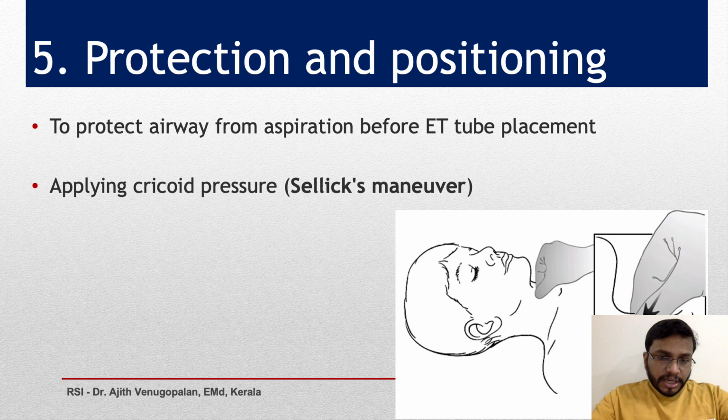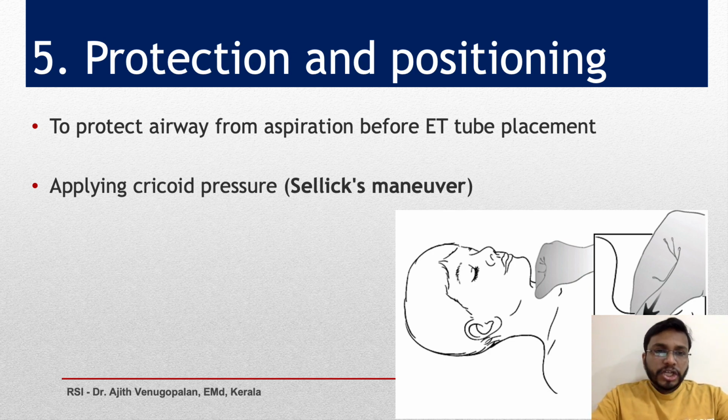Once you have given the paralytic agent, the next step is protection and positioning. Now you may have to flatten. If you have put the patient in head up position, you have to flatten to the ideal position. Normally when you are intubating, it is said that the head should be at the level of the umbilicus, so that you have a comfortable intubation. Make sure that you don't strain your back. Make sure that your positioning is comfortable, because your in and out should be very smooth.